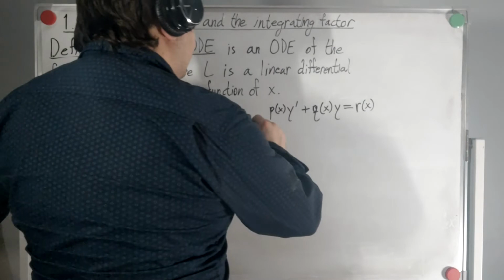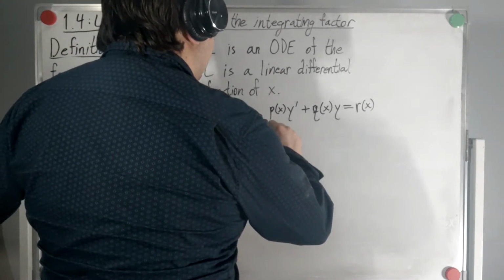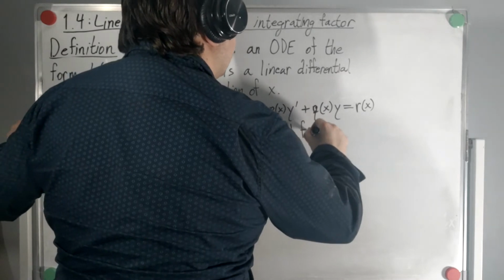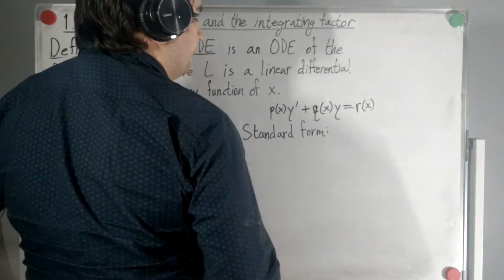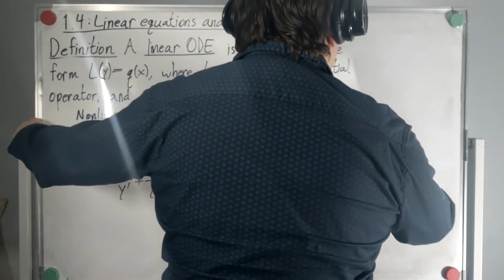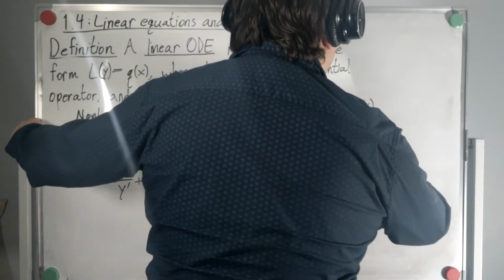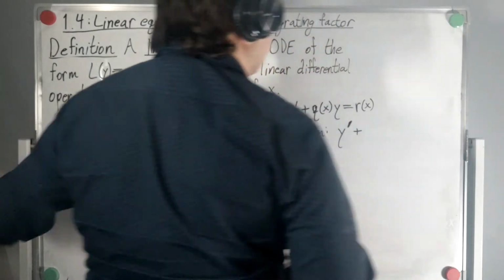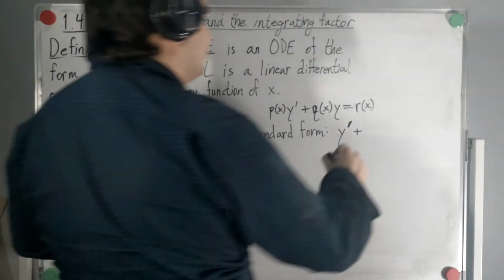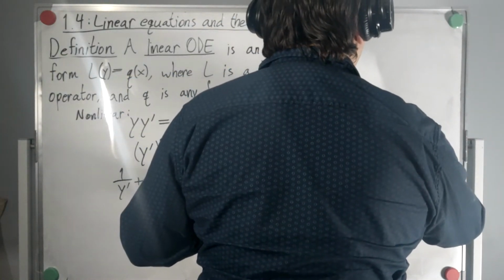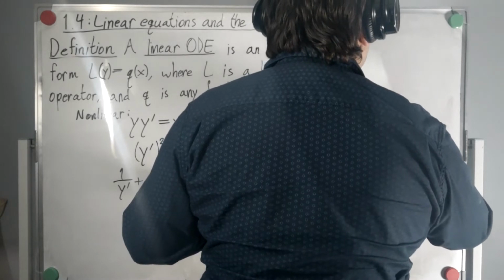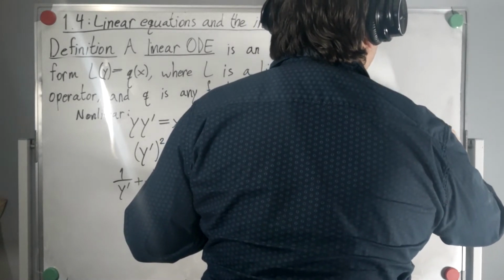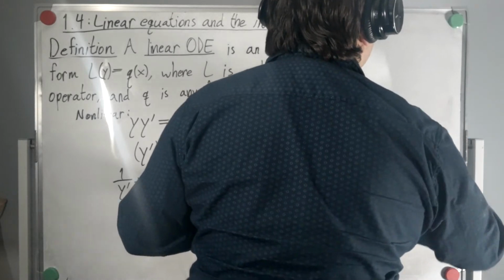The first thing that you have to do is put it into a standard form, by dividing by the coefficient of y prime. So you get y prime plus some function of x, which I guess we'll call p0 of x, times y equals another function of x, which we'll call, I guess, q0 of x.